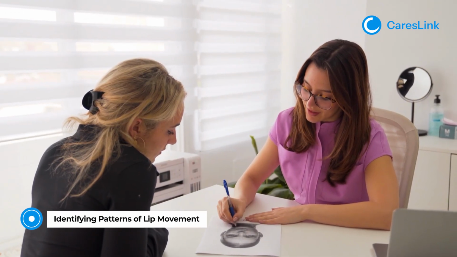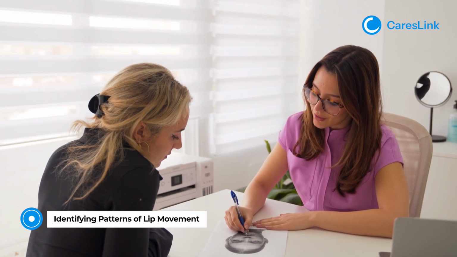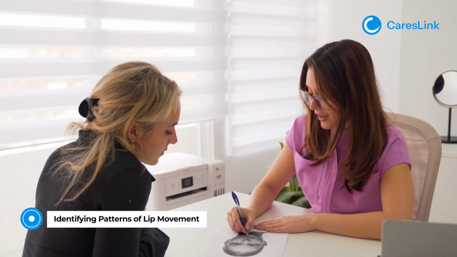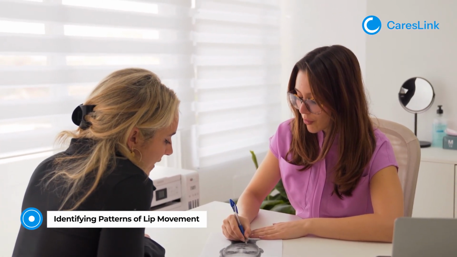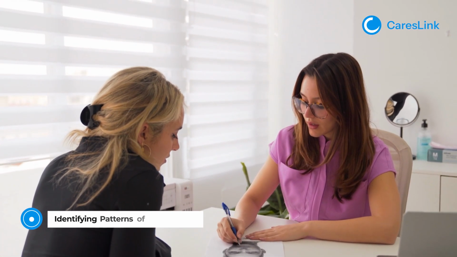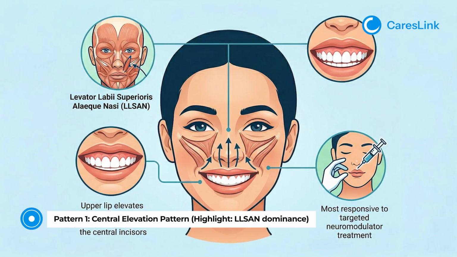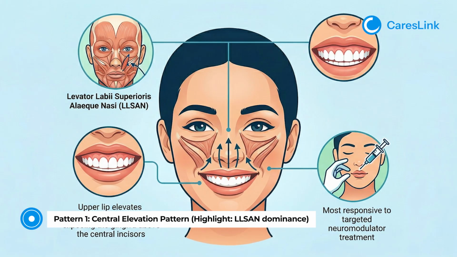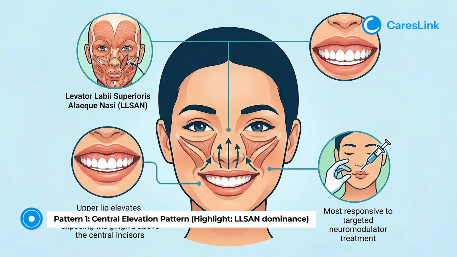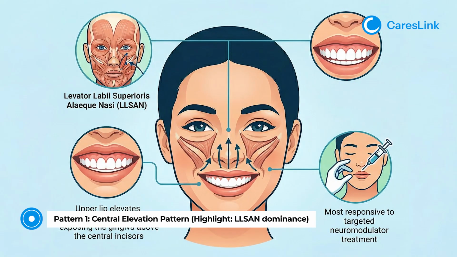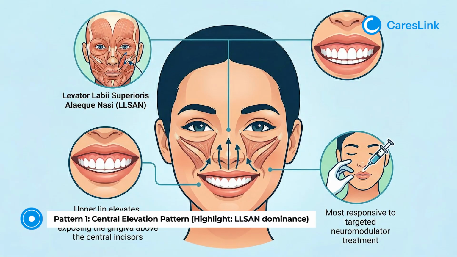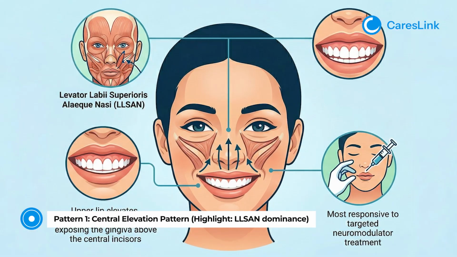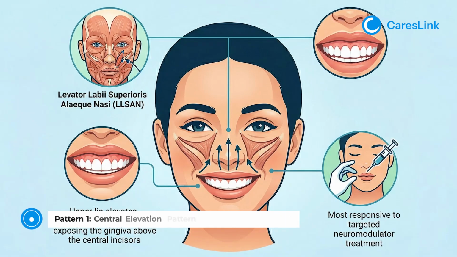Not all gummy smiles behave the same way. Identifying the specific pattern of lip movement is what allows you to move from a one-size-fits-all approach to a refined professional treatment plan. In clinical practice, we categorize these into 3 broad patterns. First is the central elevation pattern. In this case, the upper lip elevates predominantly in the midline, exposing the gingiva above the central incisors. This is typically driven by the dominance of the levator labii superioris alaeque nasi, or LLSAN muscle. Because it is localized, this pattern is often the most responsive to targeted neuromodulator treatment.